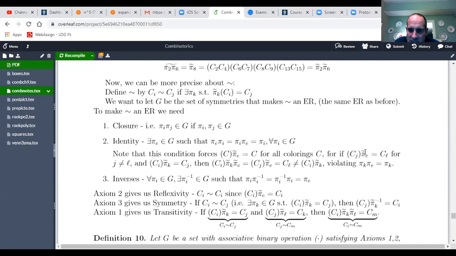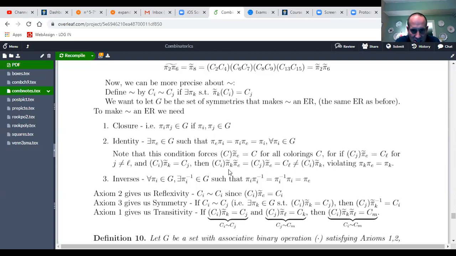Because if pi e twiddle of some coloring was equal to some other coloring, and pi k twiddle of Ci was equal to Cj, then what would happen to this? Okay, so let's try this out. This is our first time to use our newfangled notation. What would pi k twiddle of Ci be? Well, that would just be Cj. Okay, so you replace this thing with Cj. Now what's pi e twiddle of Cj? Okay, that's equal to Cl.